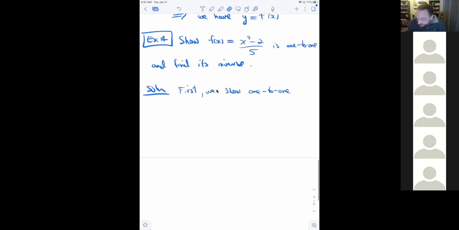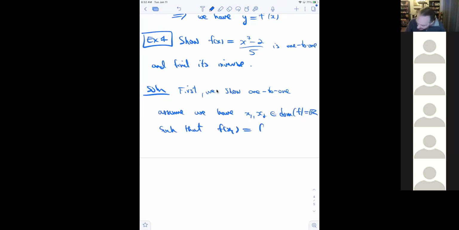So what am I talking about? First, we show it's one-to-one. So I assume we have x1 and x2 inside R, or my domain of f in this case. But this is a power function, which has been shifted and scaled slightly by 1/5. And so the domain of this function is all of R. So the cancellation laws will work for all of R, and the inverse will be defined on all of R as well. But such that f of x1 equals f of x2.